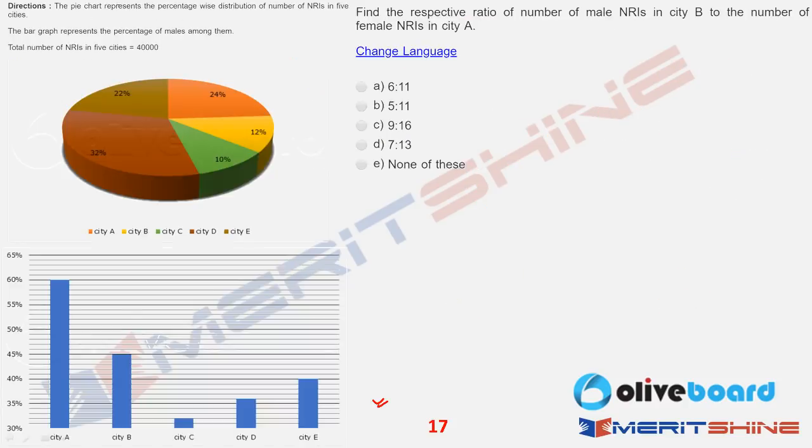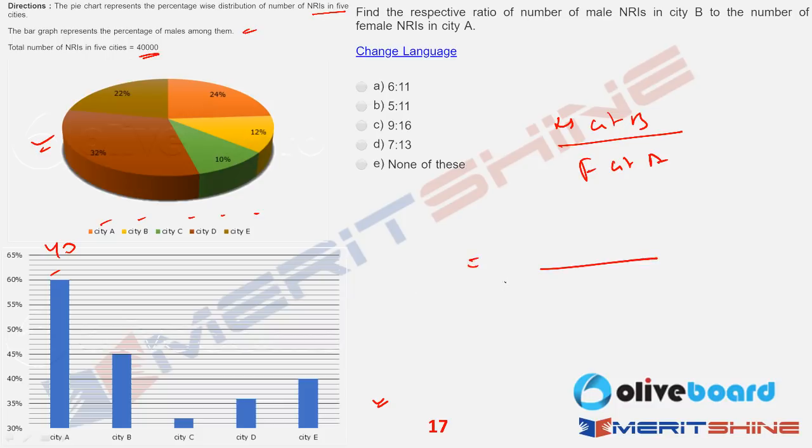Okay, let us look at this question now. The pie chart represents the percentage-wise distribution of the number of NRIs in 5 cities. So this is my pie chart, 5 cities A, B, C, D, E. Total number of NRIs given is 40,000. The bar graph represents the percentage of males among them. So 60% male here, 40% female, and so on. Find the ratio of the number of male NRIs in city B to the number of female NRIs in city A. That is what we have to find. So female city A, simpler.